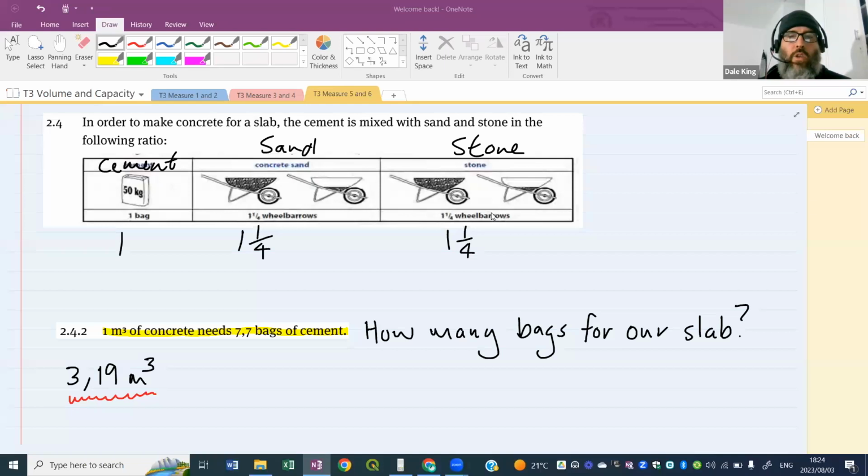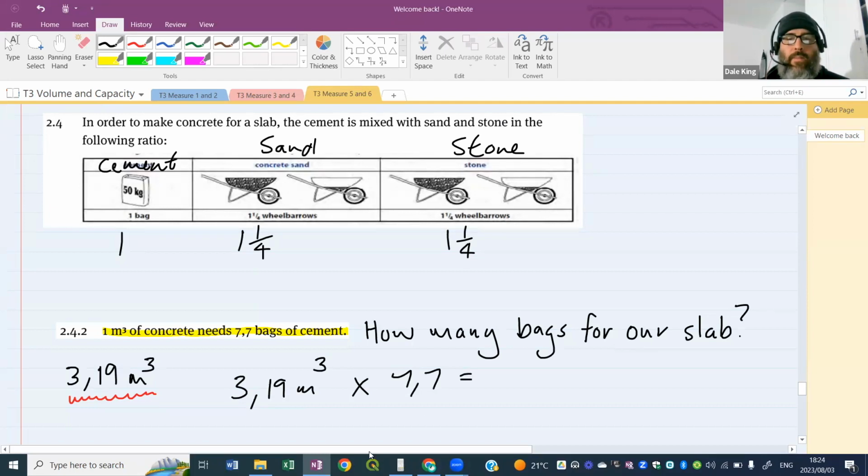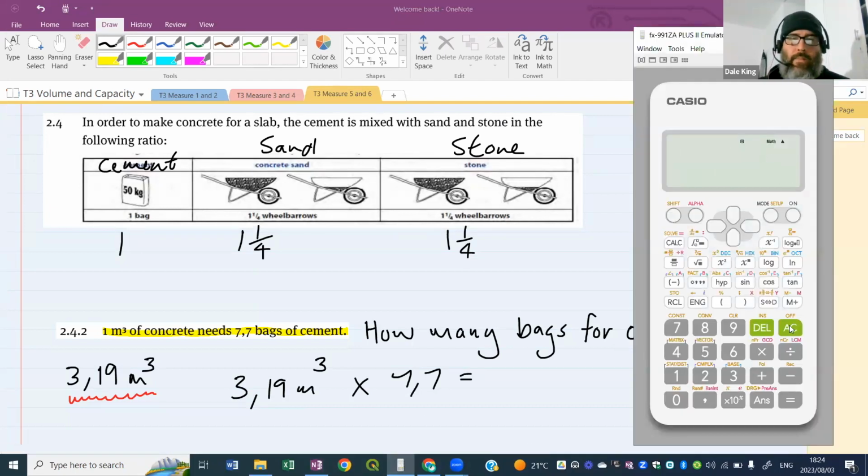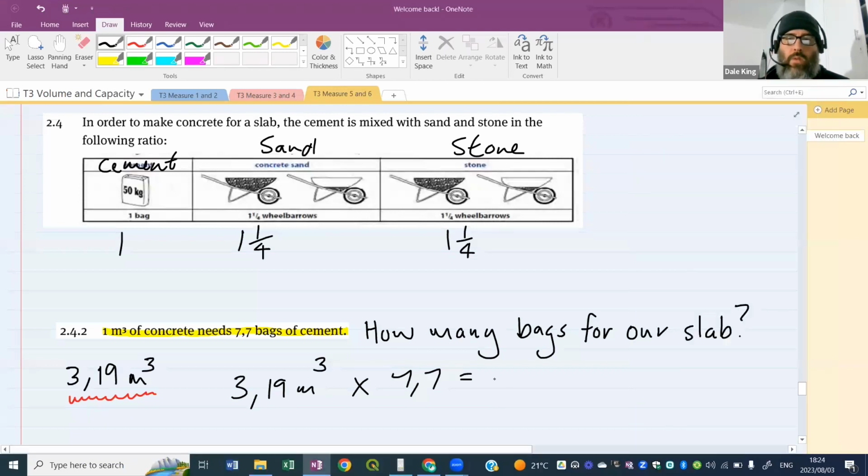We've got 3.19 cubic meters of concrete to take care of. Every one of those is 7.7 bags, so we're going to multiply by 7.7. Let's see what we get. 3.19 times 7.7 equals 24.563. Now, you notice people are saying you need 25 bags.